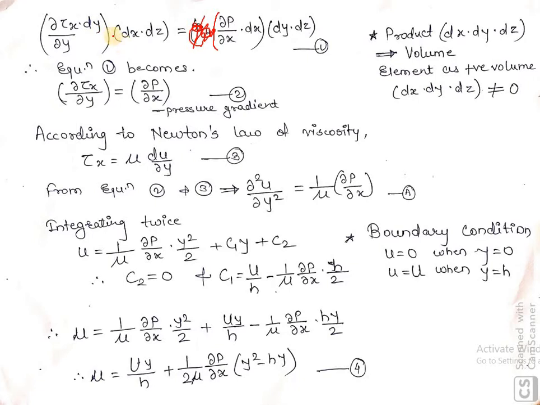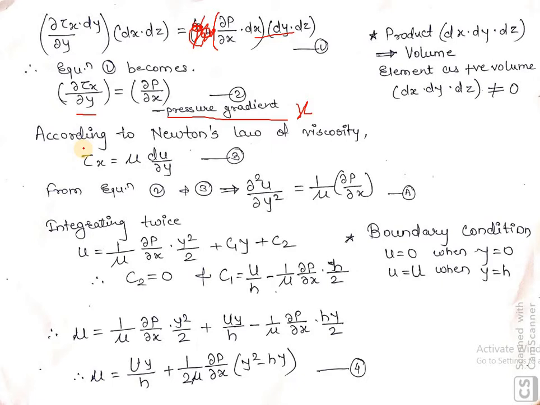Okay. Now here we can see there is a product of dx into dy into dz. Again dx, dy, dz. Now this product is nothing but the volume of that element. Now we know that the element will have a positive volume, so it will not be equal to 0. So we can cancel it out from both sides. So what remains is ∂τx/∂y equals ∂p/∂x. Now this is nothing but the pressure gradient along the x direction.